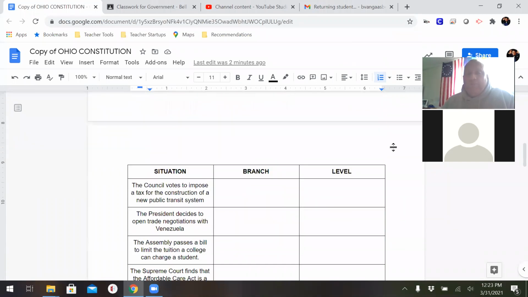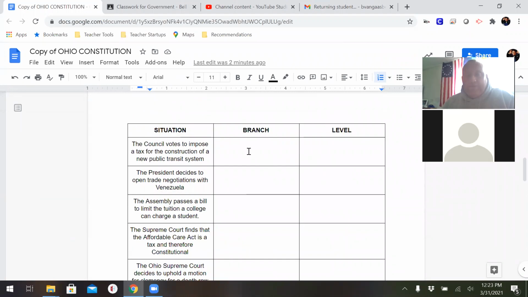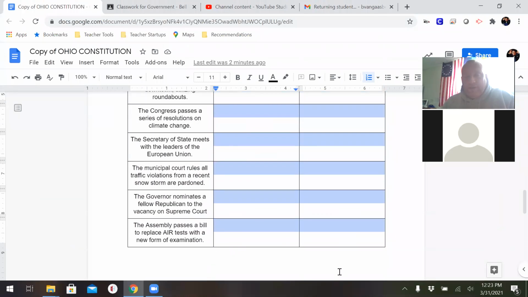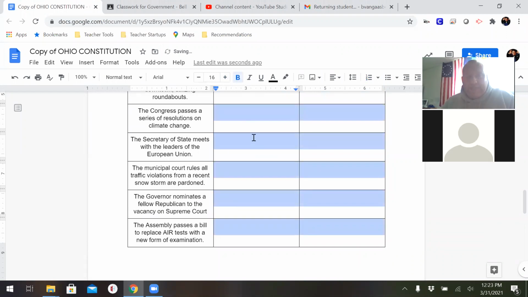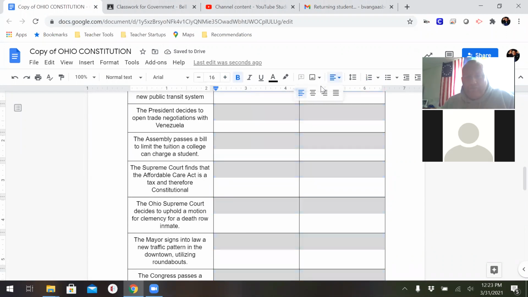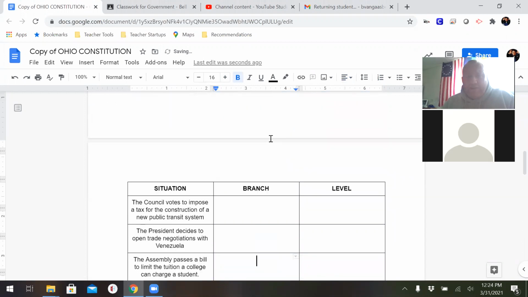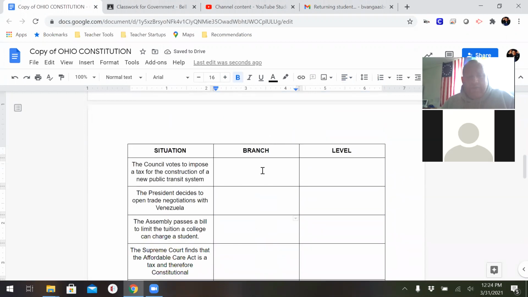Okay. Now, turning our attention to the actual activity here, the activity in the second sheet, and I'm going to try and make this as visible as I can for all of you here. The activity is giving you scenarios very similar to how the AIR test will. And this scenario here, the situation, is the council votes to impose a tax for the construction of a new public transit system. Okay. Now, the key here is the council.